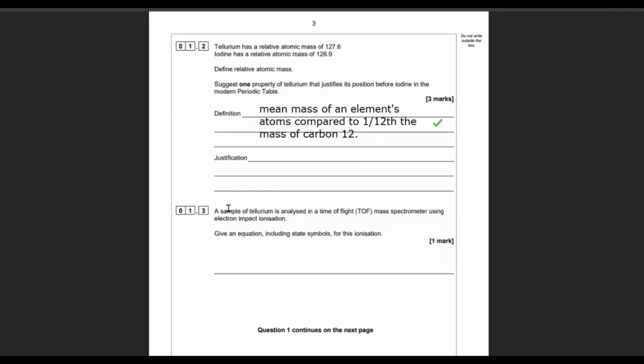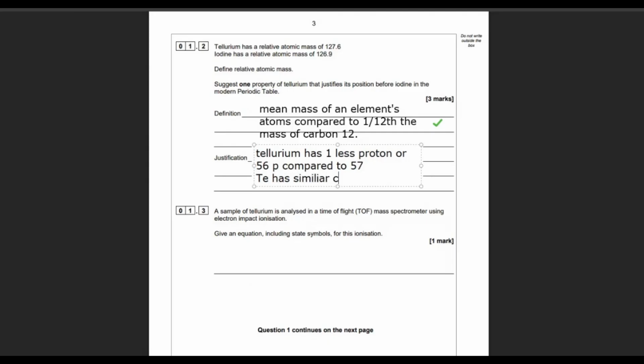Let's go back and smash that in. So the justifications are: tellurium has one less proton, or what was it? I've already forgotten. 52 protons compared to 53. Or we could say tellurium has similar chemical properties to other group 6 elements. Okay, or we could just say it has 6 electrons in the outer shell. Iodine has 7. So there's quite a few. I can't fit too many more in there.